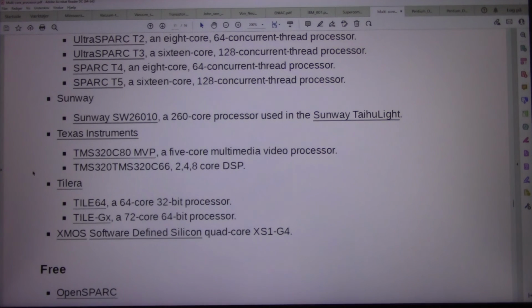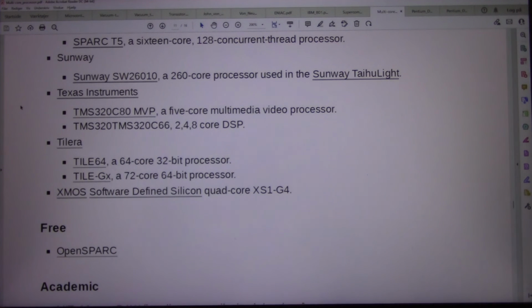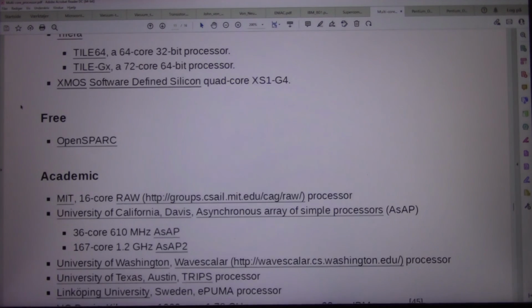Sunway SW26010, a 260-core processor used in the Sunway TaihuLight. Texas Instruments TMS320C80 MVP, a 5-core multimedia video processor. TMS320C66, 248-core DSP. Tilera TILE64, a 64-core 32-bit processor. TILE-Gx, a 72-core 64-bit processor. XMOS software-defined silicon quad-core XS1-G4.